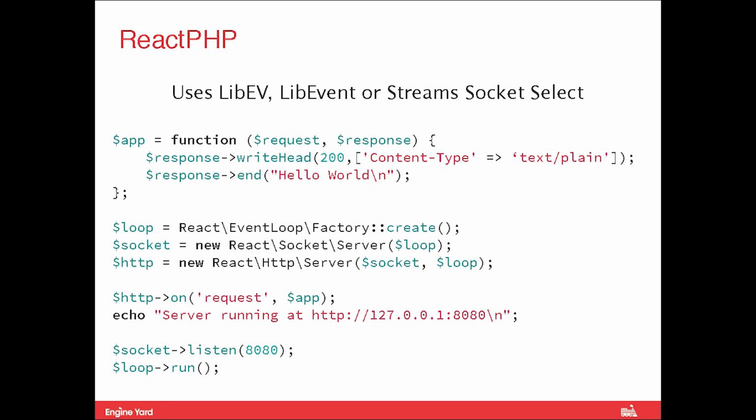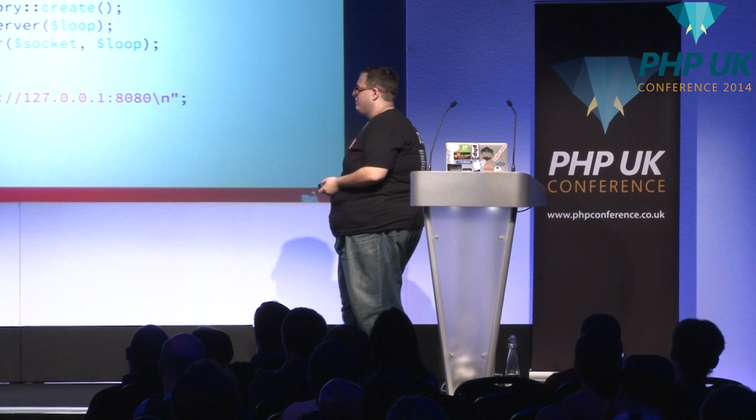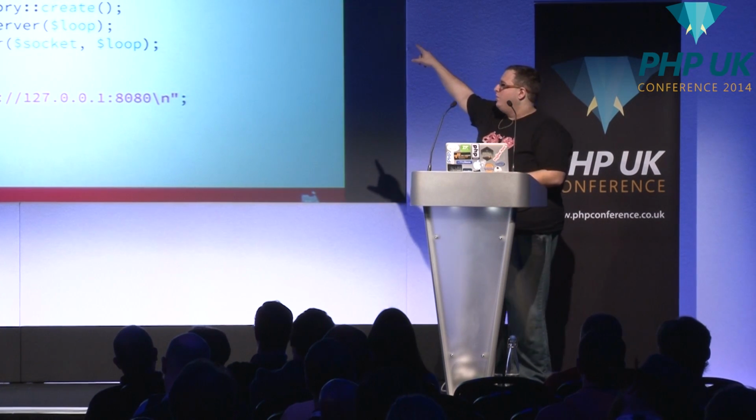And then basically we turn it on. So we say on request, do this. So this is our event that we're registering. So on request, call our closure. That could obviously be any type of valid callback. And then we echo out that the server's running, and then we listen. So this listens on port 8080. Any HTTP request to 8080 will end up calling our callback and responding with hello world.